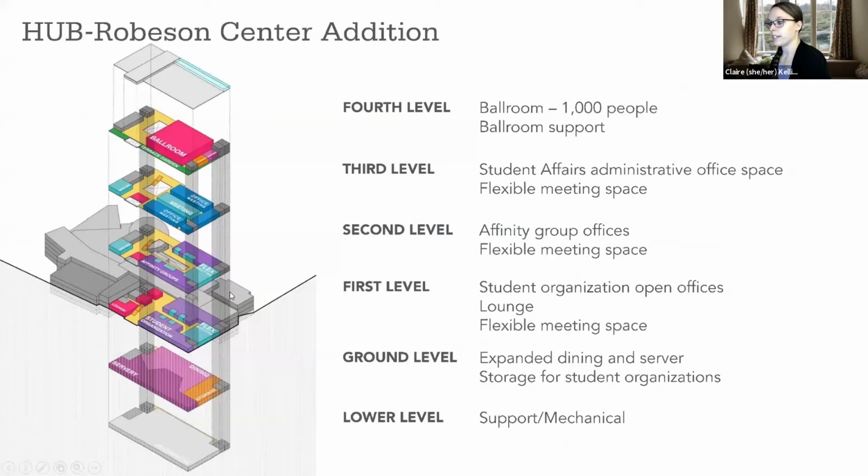This is a more detailed breakdown. So again, on the top floor, they would have a ballroom that could support about 1,000 people. On the third floor, they would have student affairs, administrative office space, and then affinity group space and student organization space on the second and first level, and then expanding dining options on the ground floor.